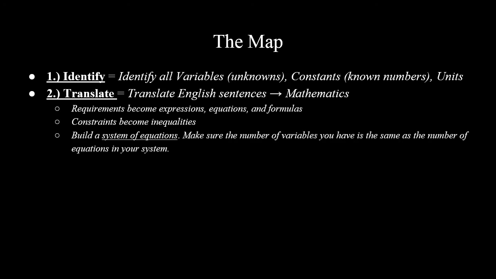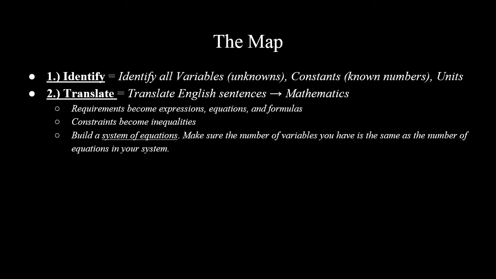The second step is to translate, and what are we translating? English sentences into mathematics. We're translating those English sentences into equations, expressions, and formulas. So our requirements become expressions, equations, and formulas. Our constraints become inequalities, and we're ultimately trying to build a system of equations at this step. When we build our system of equations, we want to make sure that the number of variables we have is the same as the number of equations in our system.